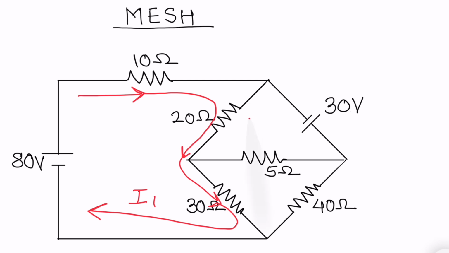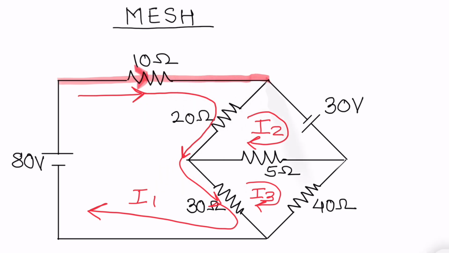I2 and I3 are drawn in the same way, so we can see now all the clockwise currents have been shown in the circuit. Equation for mesh number 1: how will the equation be? Let us start writing down the equation. Minus 10 I1 minus 20 (I1 minus I2) minus 30 (I1 minus I3) plus 80 equals to 0.